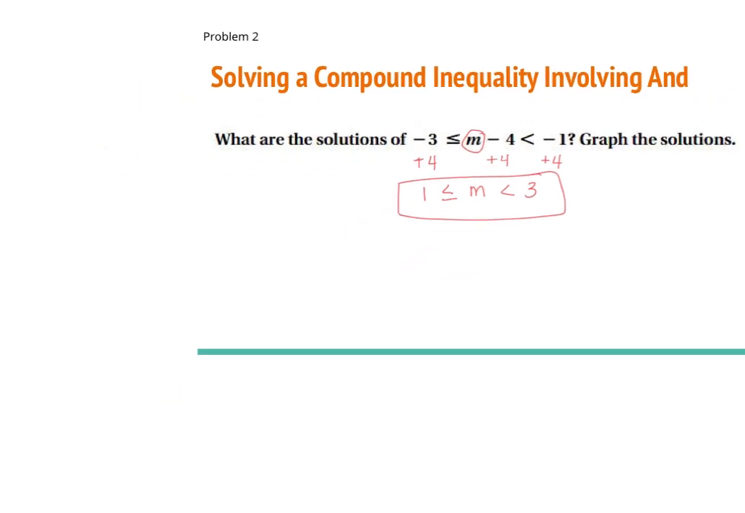And we also have to graph the solutions. So let's go ahead and graph it. Here's 3, here's 1, closed at 1. M is greater than or equal to 1, but less than 3. And at 3, there's an open circle.